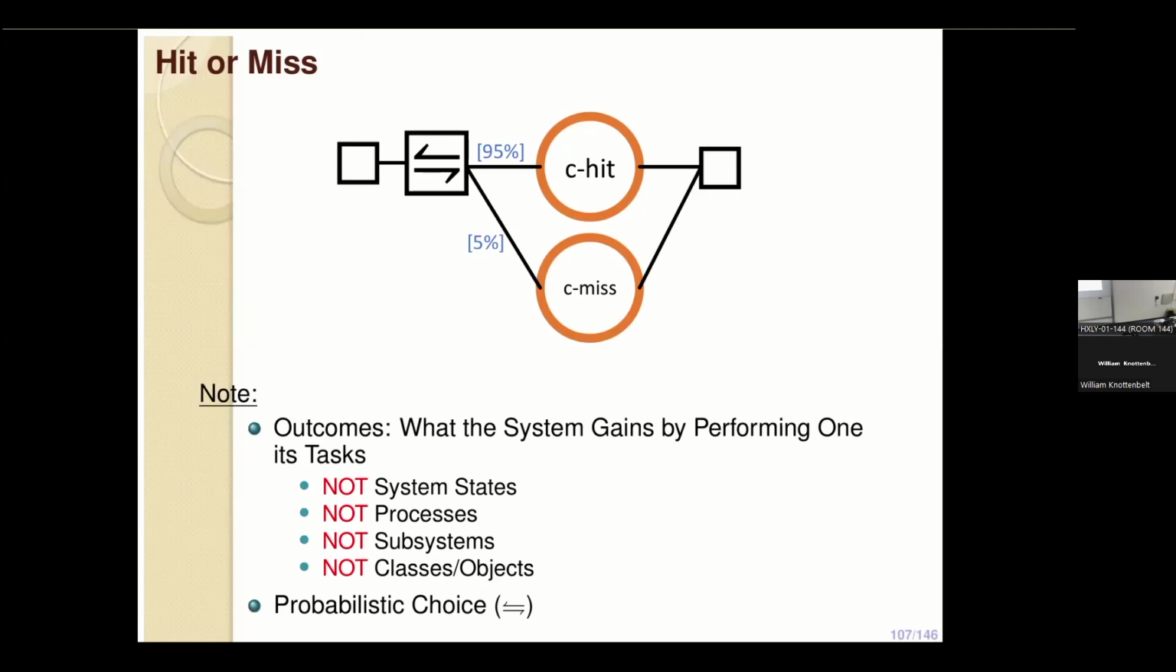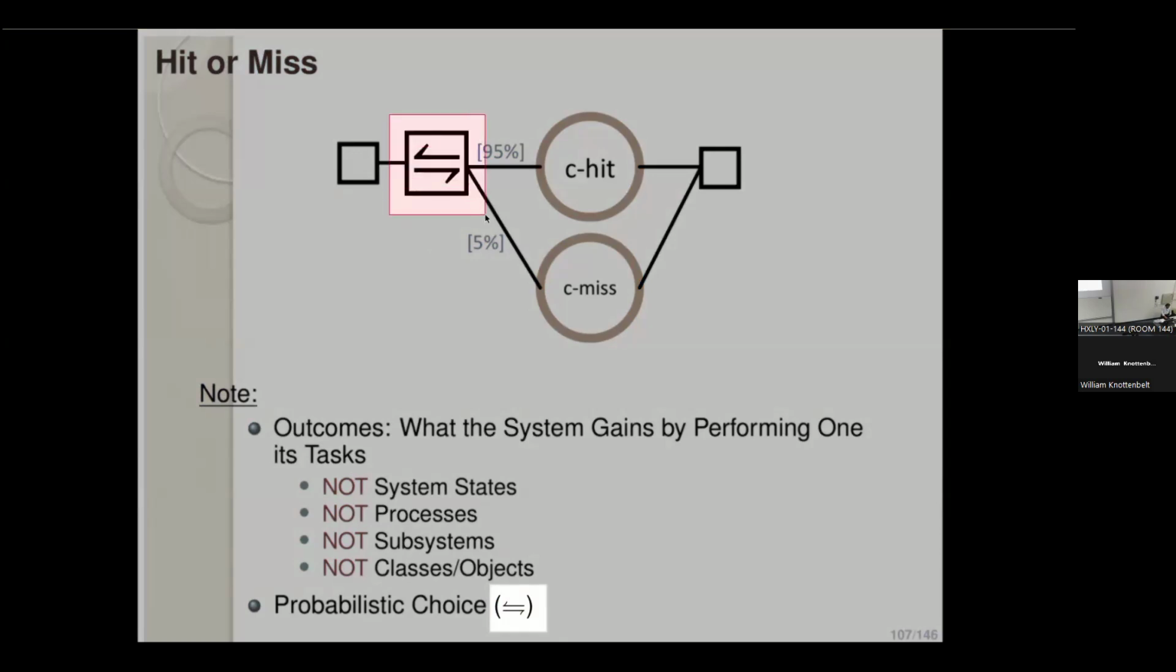That outcomes are not system states, they're not processes, they're not subsystems, they're not classes or objects. Outcomes are something else. I'd like to think of them, apart from the fact that they have observable beginnings and ends, as what the system gains by performing one of its tasks. Now, the sign for the probabilistic choice is this kind of arrow that you see here, which also shows up here in the diagram.